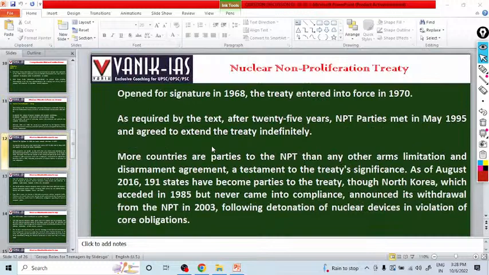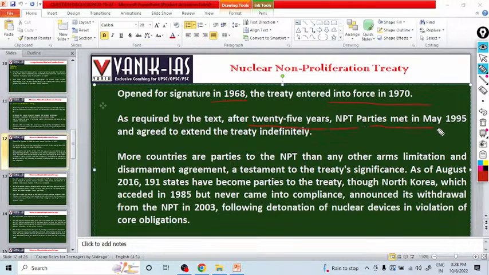Open for signature in 1968, the treaty entered into force in 1970. The treaty was agreed, drafted and signed in 1968, and entered into force in 1970. As required by the text, after 25 years, the NPT parties met in May 1995, because it came into force in 1970, so the condition was plus 25 years. So it became 1995, and they agreed to extend the treaty indefinitely.